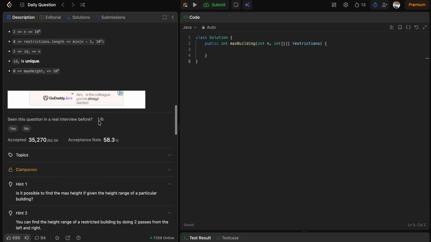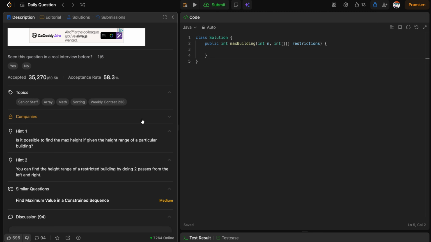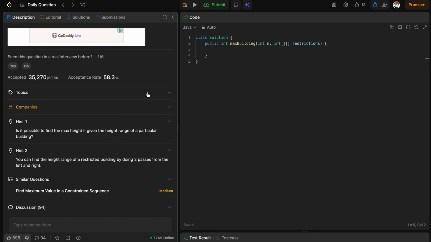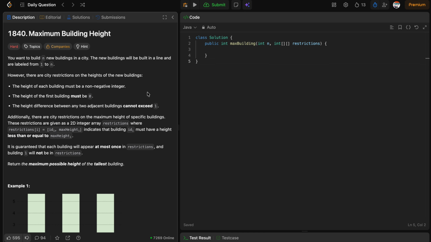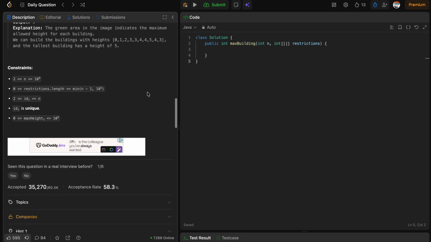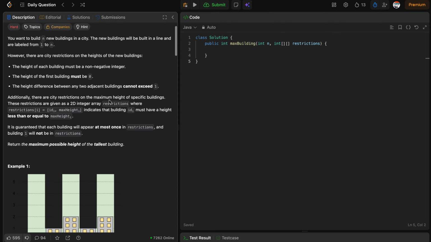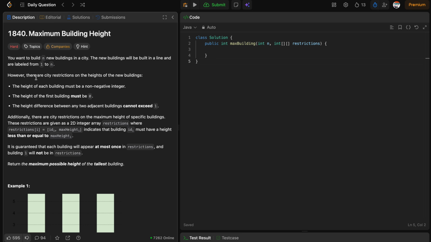It's not related to any specific topic. It's just some understanding or observation which you need to solve this problem. So we'll start with that. If you read the problem, that's it.